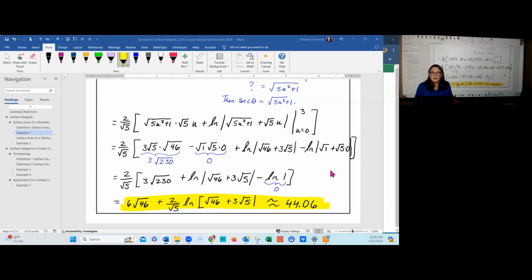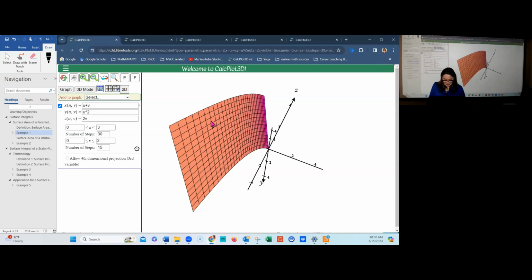Now, what does this mean? This is the area of that surface. So remember that we're looking at the surface in CalcPlot 3D, and what we've determined is that it's about 44 square units in surface area.